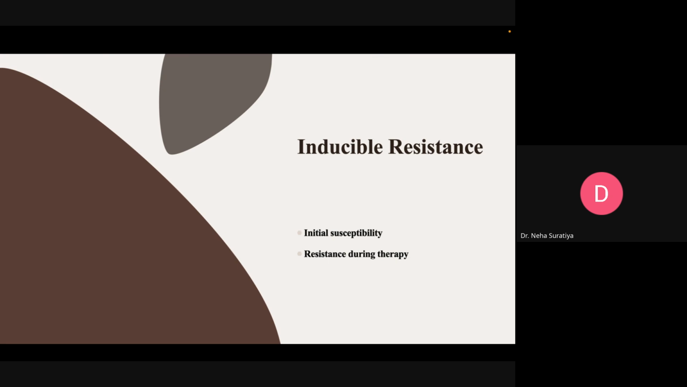So what is inducible resistance? It means the antibiotic itself induces resistance while you are treating the patient. Today the report says sensitive, but tomorrow the patient deteriorates. That is inducible resistance, guys. Now think of the seriousness and the complexity this concept is holding: initial susceptibility, but resistance during the therapy.